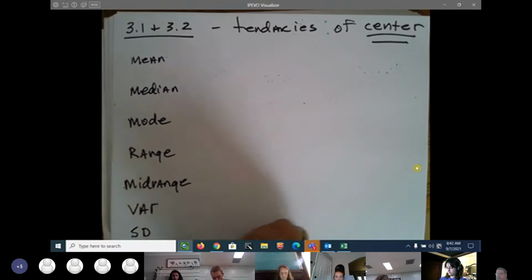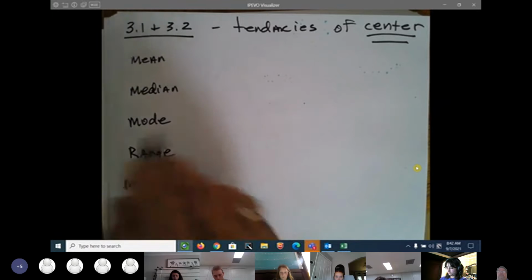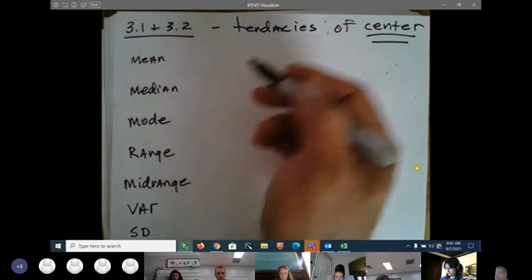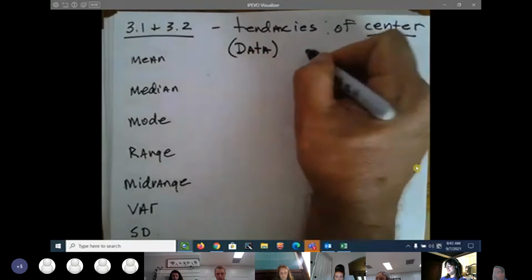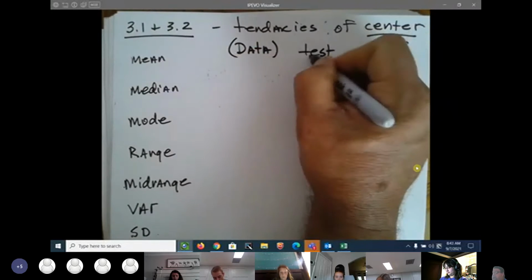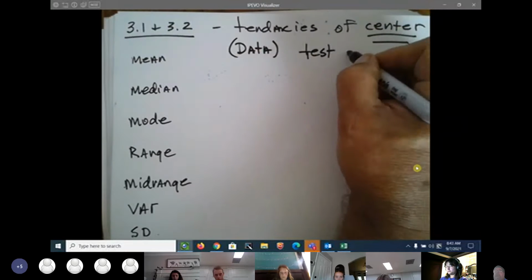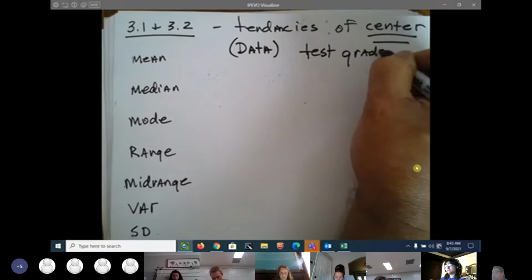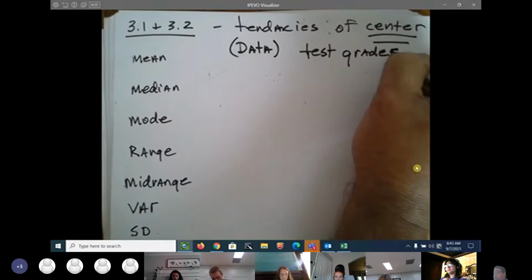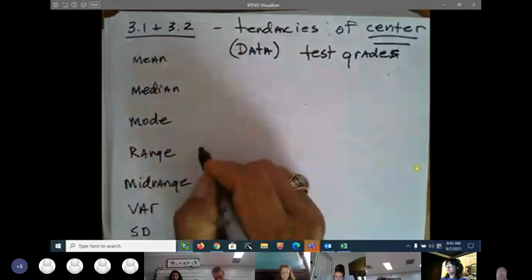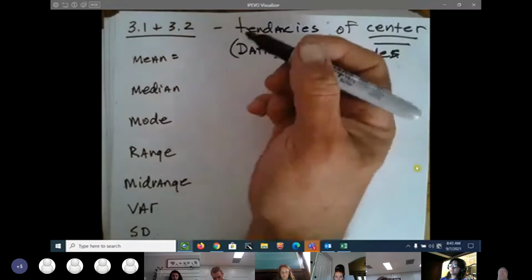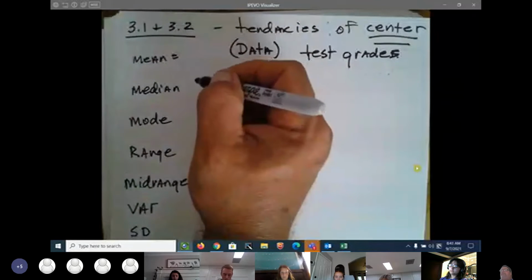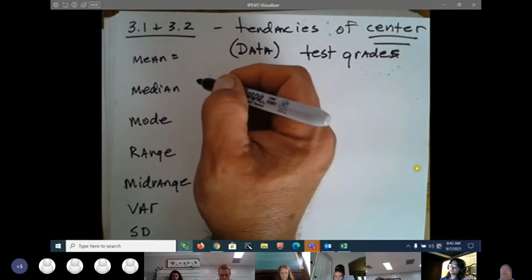Well, here we've already done some of that. No, this is not with a frequency distribution. This is with data, like your test grades. You know how you average up your test grades at the end of the semester? That's data. Okay? So, how do you find the mean? Somebody tell me what you do to find the mean of your test grades. Y'all all know how to do it.